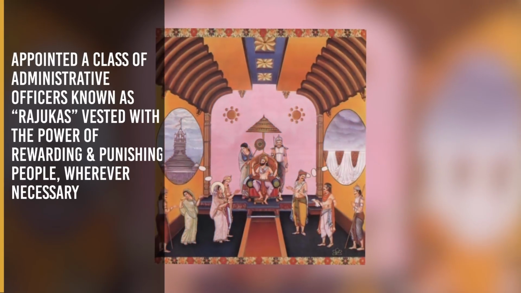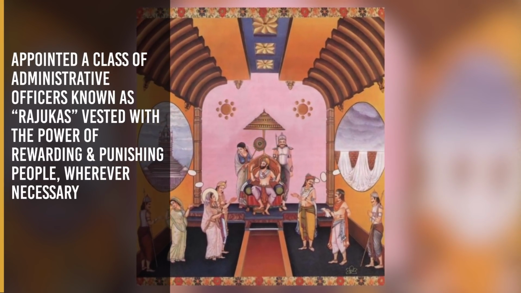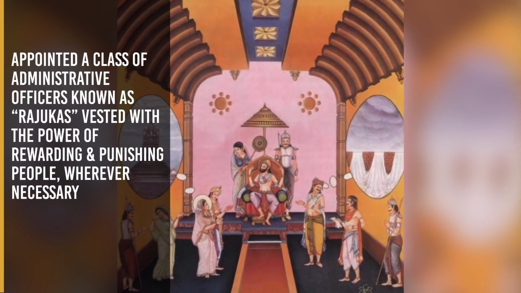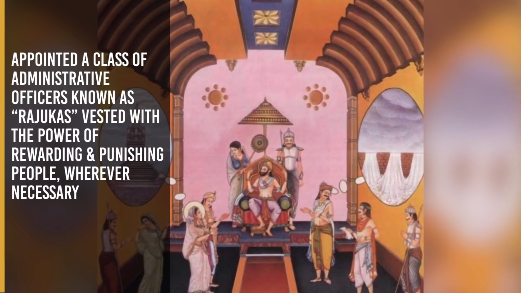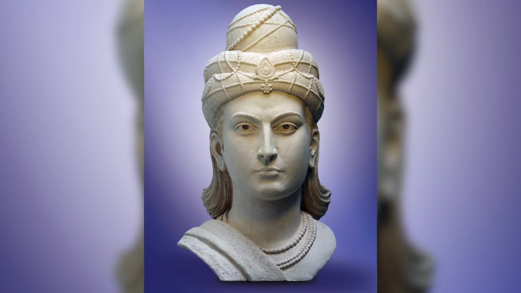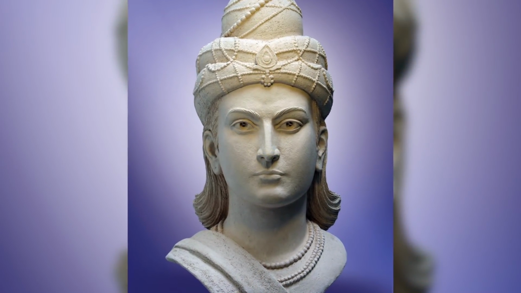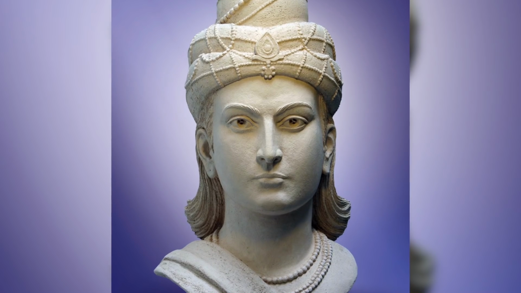He appointed a class of administrative officers known as Rajukas, vested with the power of rewarding and punishing people whenever necessary. He set up a very high ideal for himself as paternal kingship, father of all.